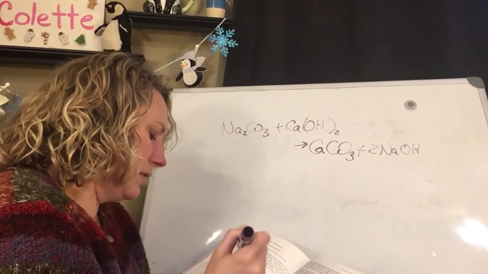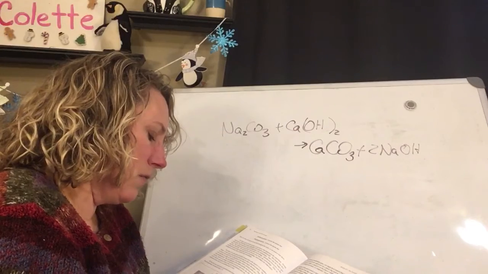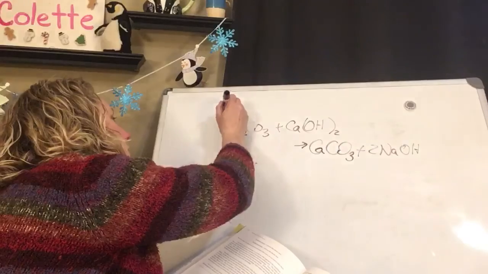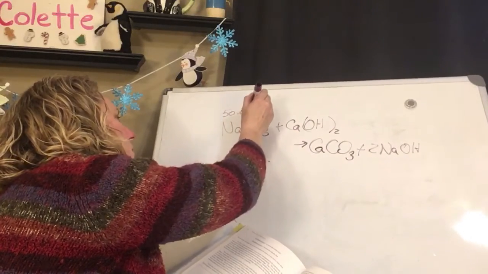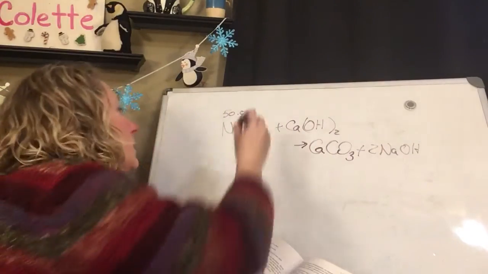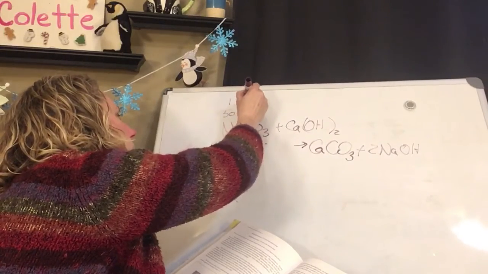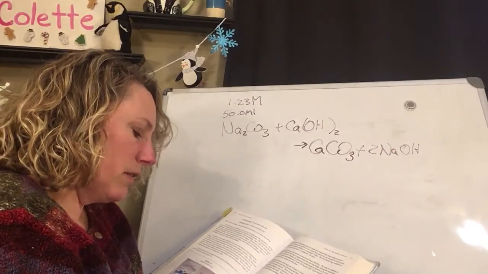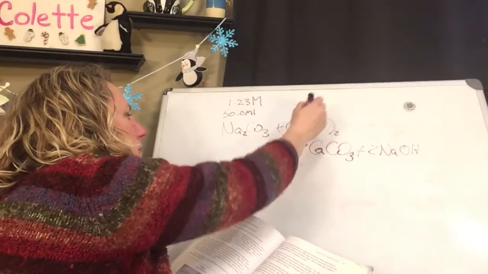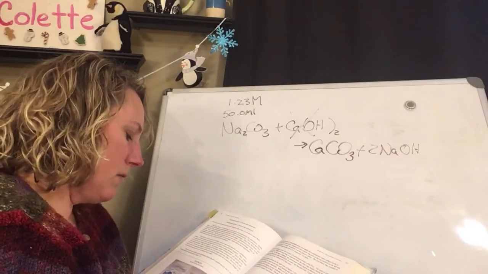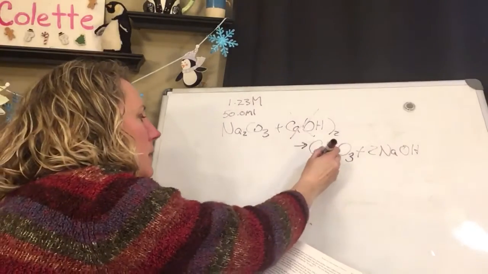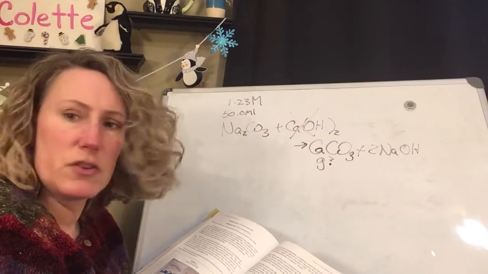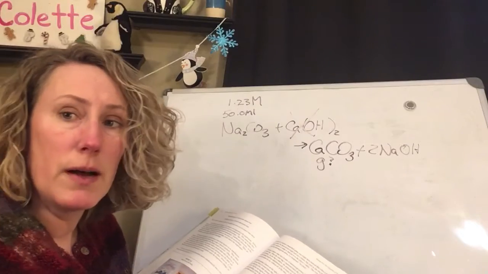If the chemist mixes 50 milliliters of 1.23 molar Na2CO3, so I'm going to use 50.0 milliliters of this, and it's 1.23 molar, with an excess of calcium hydroxide. That means I have plenty of this, so I don't have to worry about it. How many grams of calcium carbonate will be produced? This is just a stoichiometric problem.